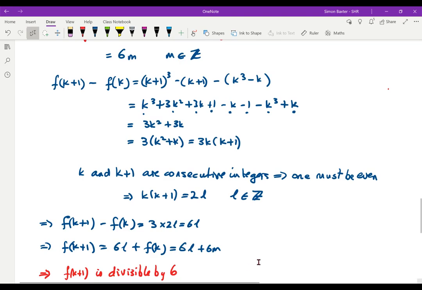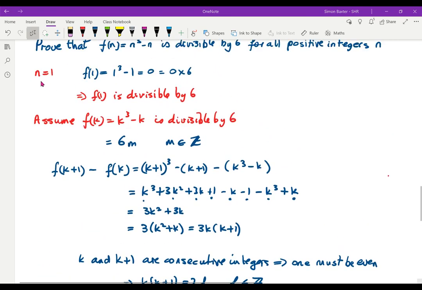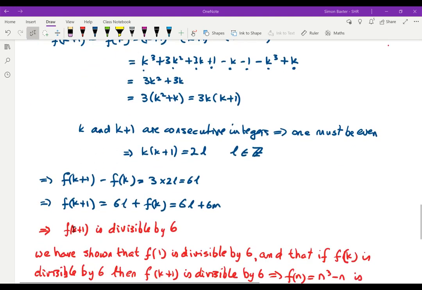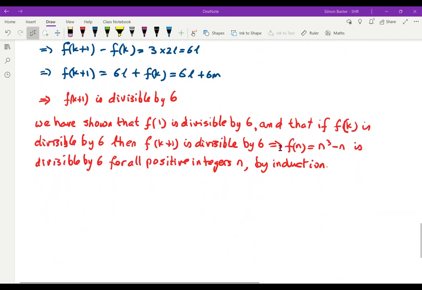Once again, I have written all the important pieces in red. We have n equals 1, therefore f1 is divisible by 6. Assume that our statement is true when n is k. Assume that fk is divisible by 6. Therefore, fk plus 1 is divisible by 6. And then the summary paragraph at the end. I do like to see all of that for every proof by induction.